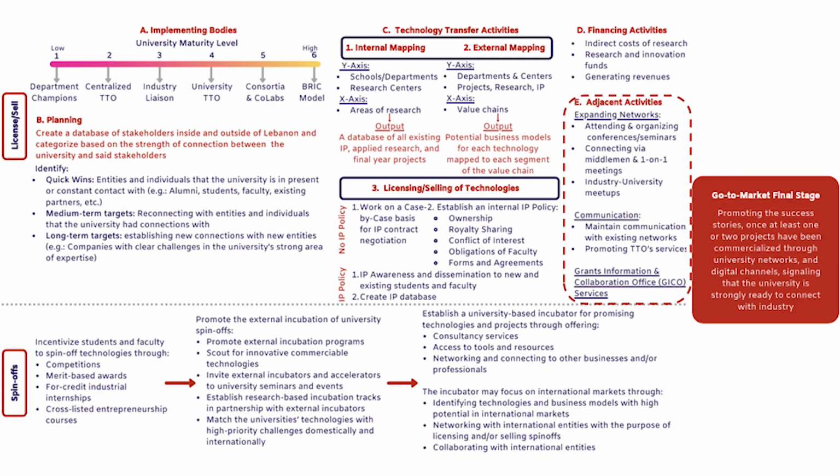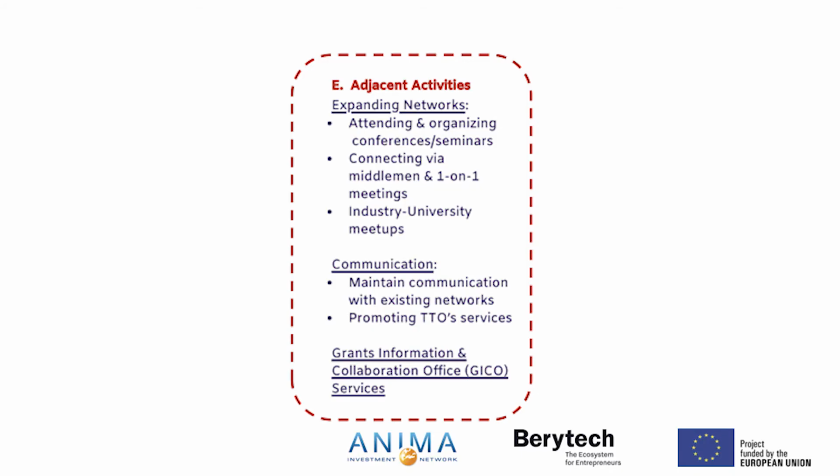In addition to all these points that formulate the roadmap, it is very important to have what we call adjacent activities. These are activities that need to be done across the board throughout all the different stages that we've been talking about. One of the models that would be interesting for universities to look at is the GICO model, which is the Grants, Information and Collaboration Office. This office is responsible for organizing and sponsoring events, competitions, seminars, and most importantly, meetups between universities and industry, or between one university and another.